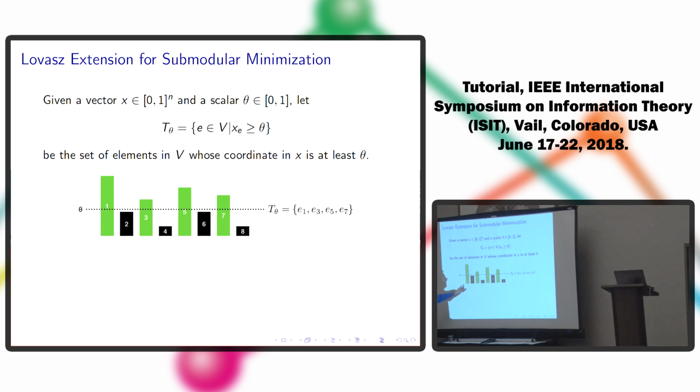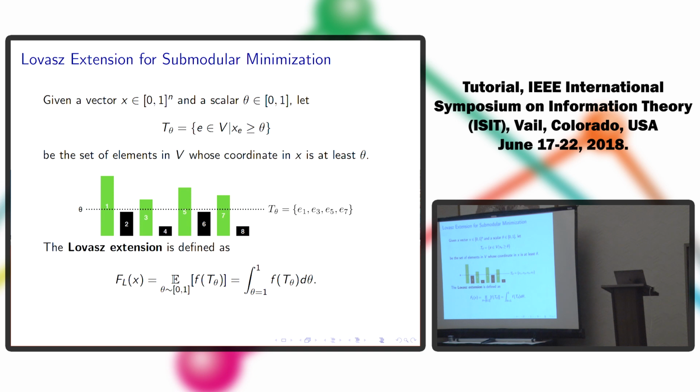So this is x1, the first coordinate has this value. The second coordinate has this value. The third coordinate has this value. And that's it. Any other questions? So it is nothing but the expectation, and it is defined for any x between 0 and 1.